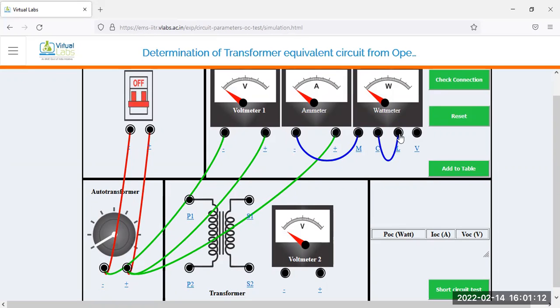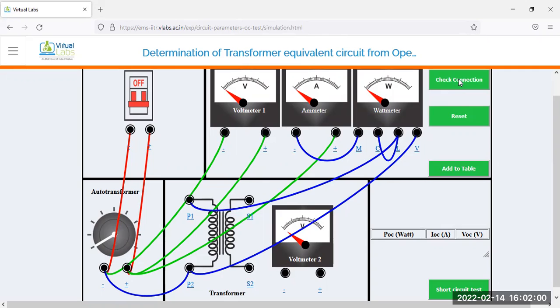And from this L point, go to the LV winding positive polarity. So this is your positive polarity of the LV winding, and this one, P2, is your negative polarity of the LV winding. So this one is connected from P2 to V. And next, from this negative polarity of the LV winding, connect to the negative polarity of the autotransformer. Okay. So if your connection is correct, then you can check it by clicking this check connection button.